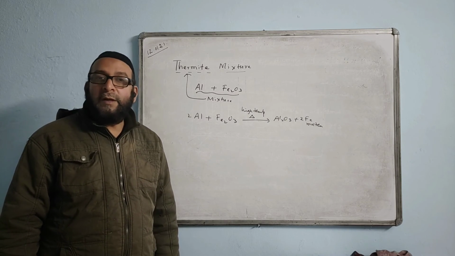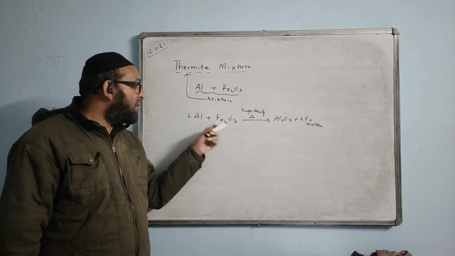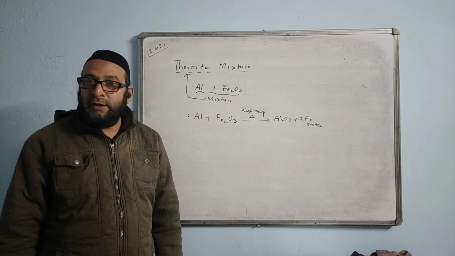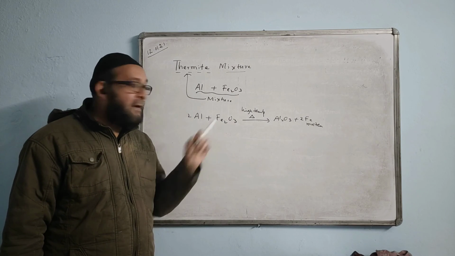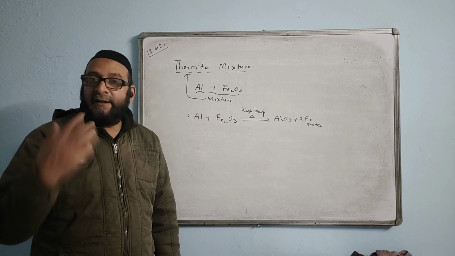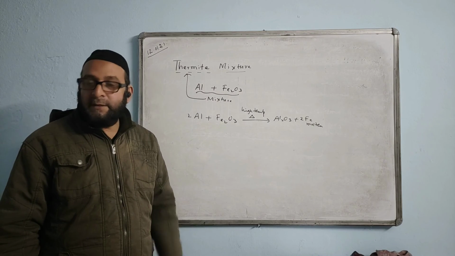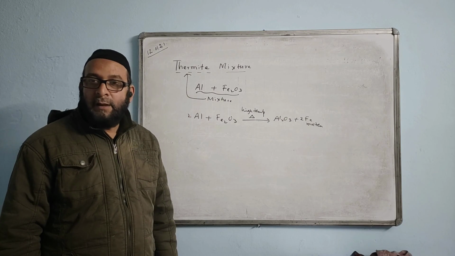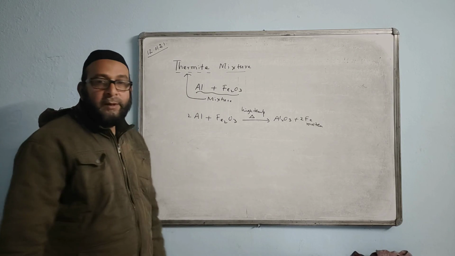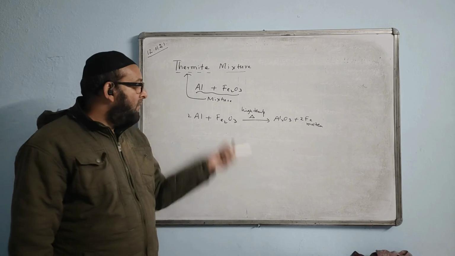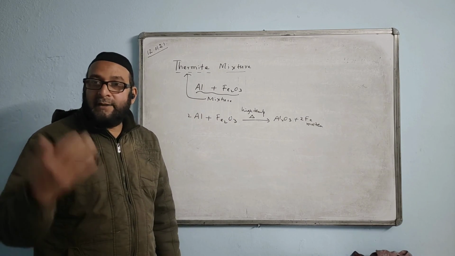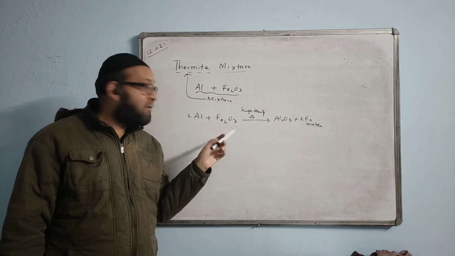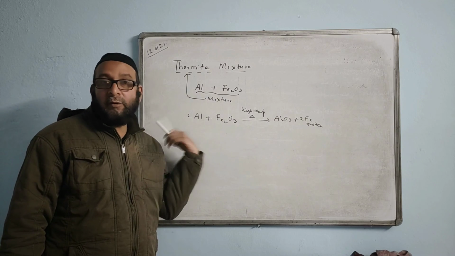And another one, what is the role of aluminium in the thermite mixture? We say aluminium plays the role of a stronger reducing agent than iron. Aluminium is a more active metal than iron. Because aluminium is able to remove oxygen from it and give iron. Iron cannot remove oxygen from aluminium because iron is less reactive. So aluminium can reduce iron oxide, but iron cannot reduce aluminium oxide.